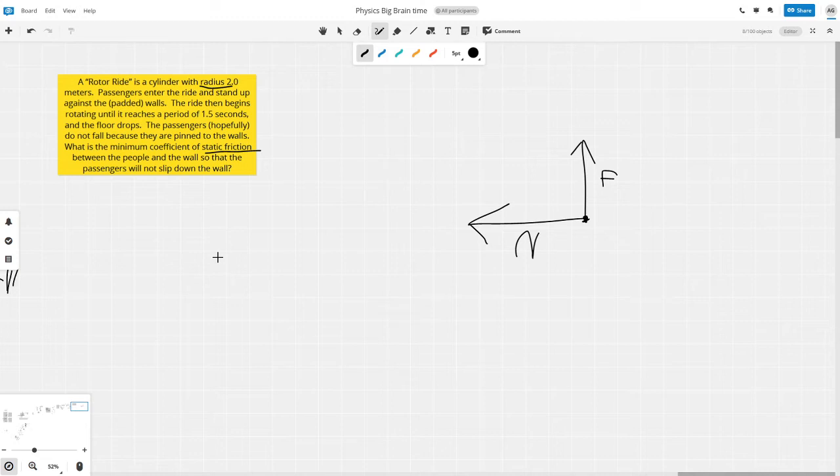Angular velocity to period: I'm going to assume that you're given angular velocity in radians per second, because it just makes it a lot easier. If you remember, 2 pi radians is one full revolution. So if you want to solve for the period, that's the time it takes to get one revolution.